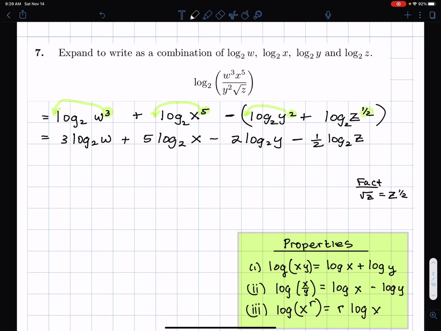The way I look at it is, if it's in the numerator, when I'm doing these problems, it gets a plus in front. If I want to write plus 3, it looks funny doing that. I'll probably erase it. But plus 3 log base 2 of w. Then I have plus 5. Everything in the numerator gets a plus.